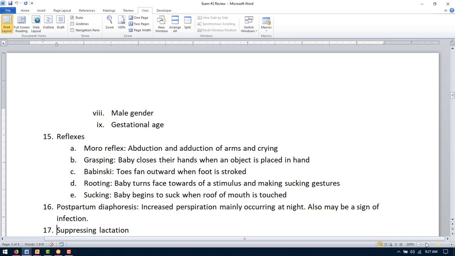Know your reflexes. The Moro is the abduction and adduction of their arms and crying, so you bump into their crib and they jump and arms flail out. Grasping, they can hold on to things when you put them in their hand, like if you stick your finger in their hand. Babinski, where you touch their foot and their toes fan out. Rooting, when the baby turns their face towards whatever. If you rub their cheek, they will look for a source of food. And sucking, anytime you touch the roof of their mouth, they start sucking.